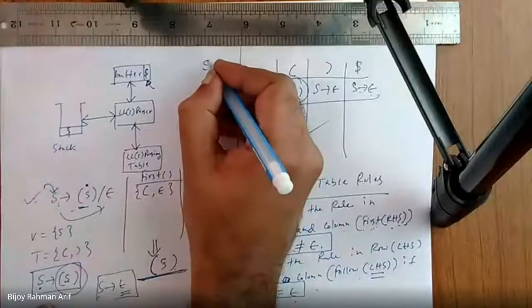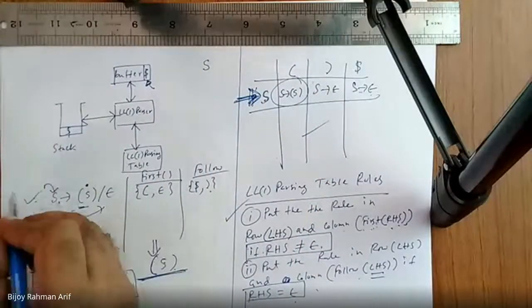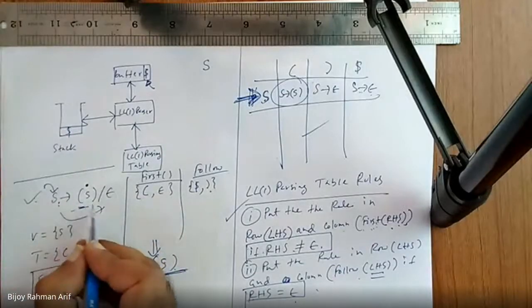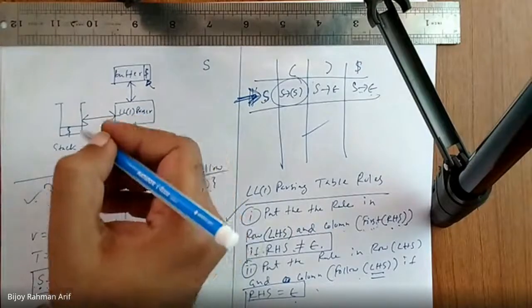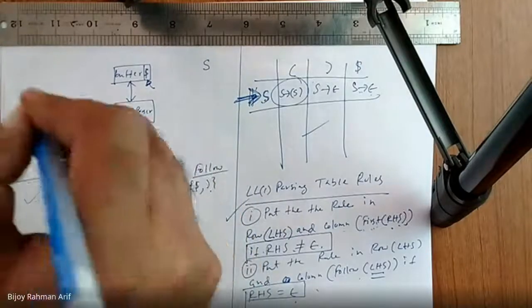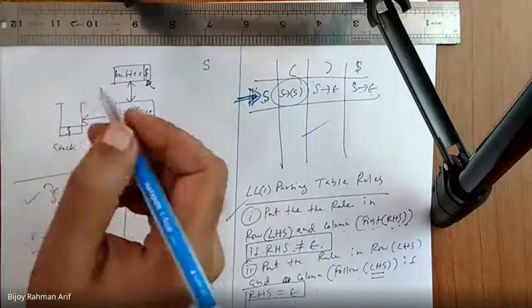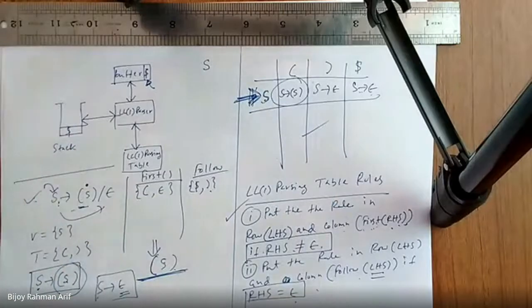Yes, sir. So in this case, if you start from this S in this grammar, then it has two productions. S derives open parenthesis S close parenthesis, and S derives epsilon. Which rule are you going to use? That is the $1 million question in an LL(1) parser. Am I right? And that is the $1 million question in any top-down parser.